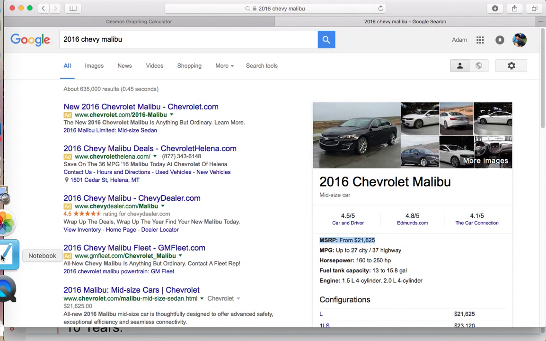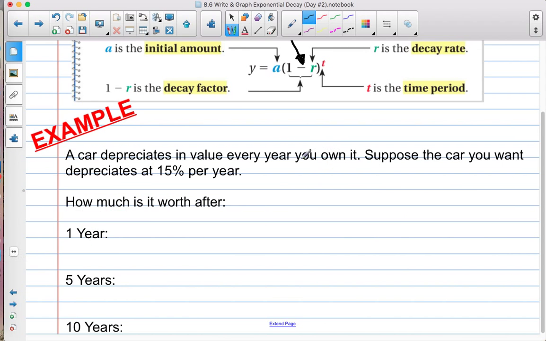So $22,000 car. To start, we know its initial value is equal to $22,000, and that's important because that's our A right up here. How much is it worth after, let's write t years to start. Let's do a general equation. So I'm going to go over here, and I'm going to write my equation.